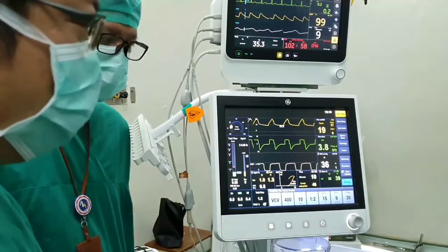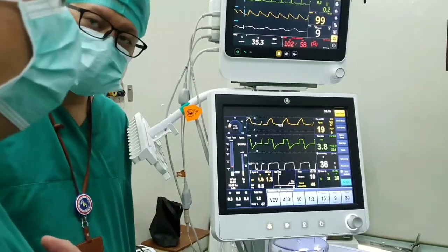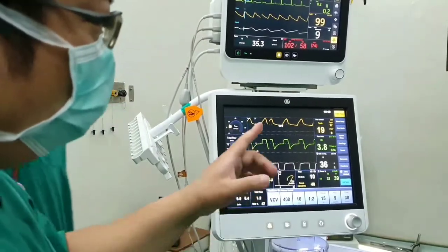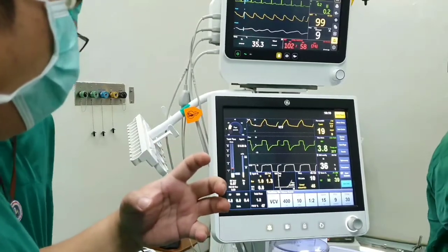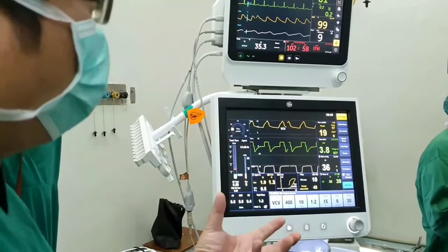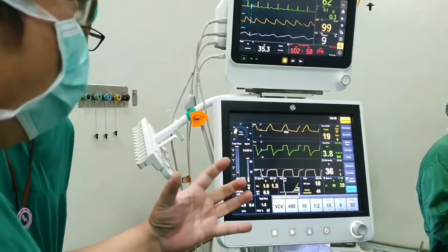Then PEEP, for example, we know that we use PEEP to keep the lungs open. But the PEEP itself cannot open a collapsed lung. So before you use the proper PEEP, you need to open up the lungs first.